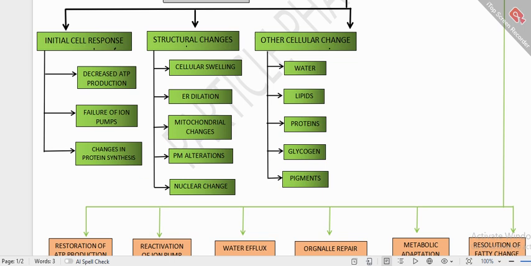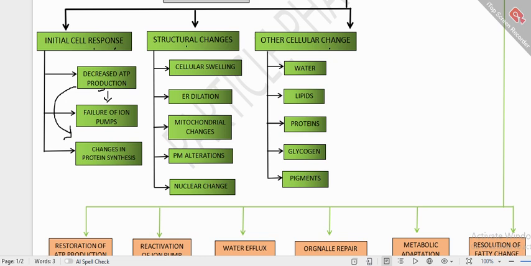In initial cell response, we have seen how ATP production is decreasing. Due to that, it is leading to failure of ion pumps, that is potassium and sodium ion pumps. The decreased ATP production is also leading to changes in protein synthesis. So a cell is showing response in these three substages.